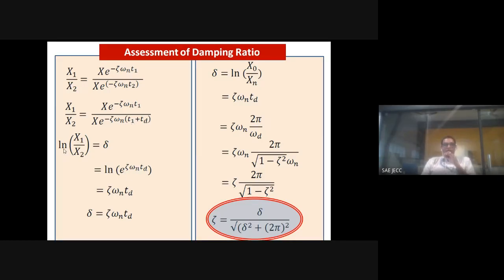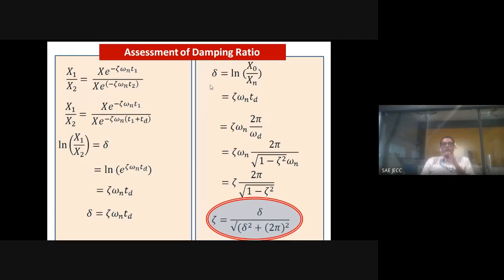Now we are taking the natural logarithm. Once you take the natural logarithm of this expression, only the power will be retained. So the natural logarithm of x1 by x2, that is the natural logarithm of the amplitudes of the successive oscillation, is equal to zeta omega n TD. This particular term is called the logarithmic decrement. So we got an expression for the logarithmic decrement. This is not a direct tool to measure the damping performance of a system.